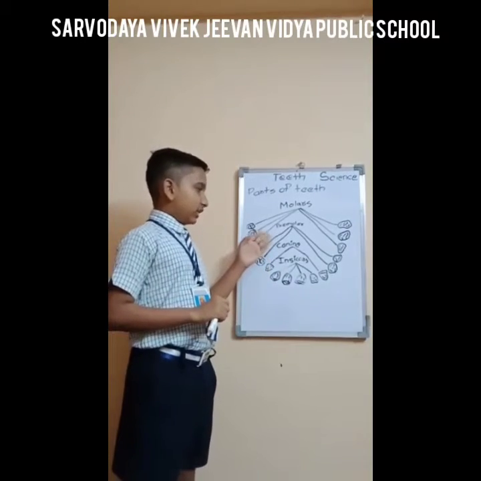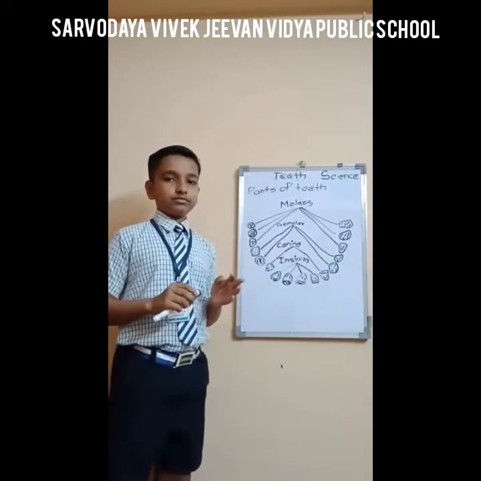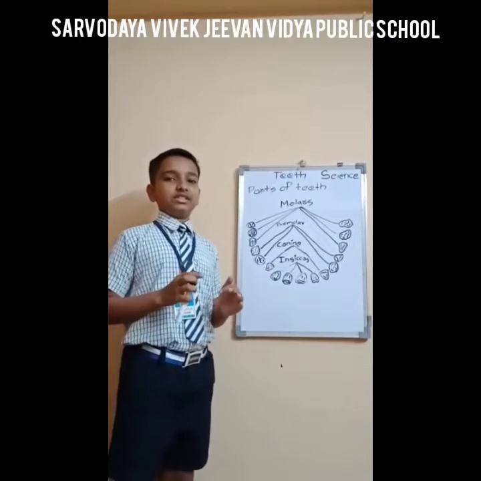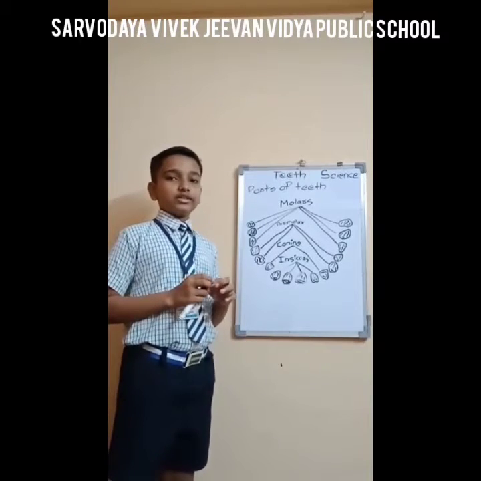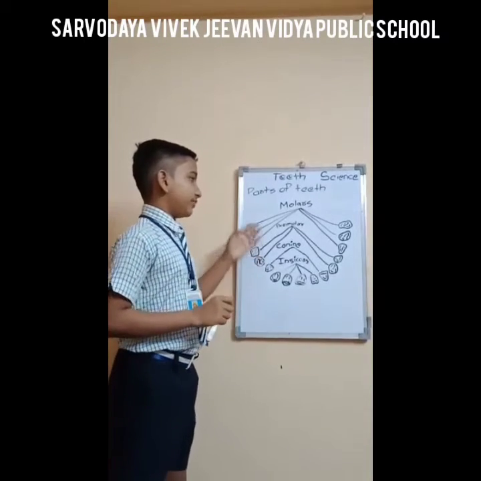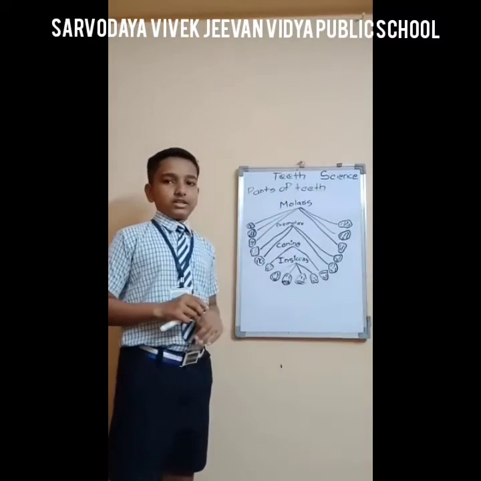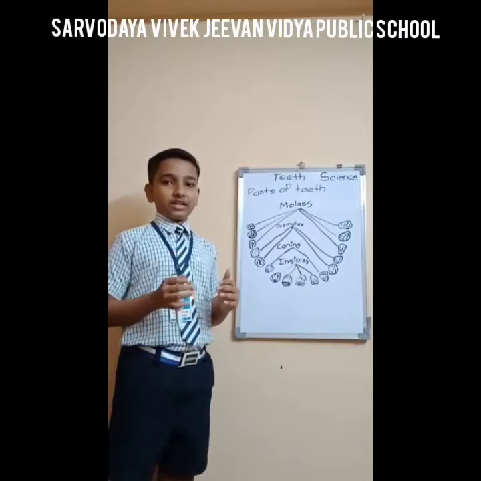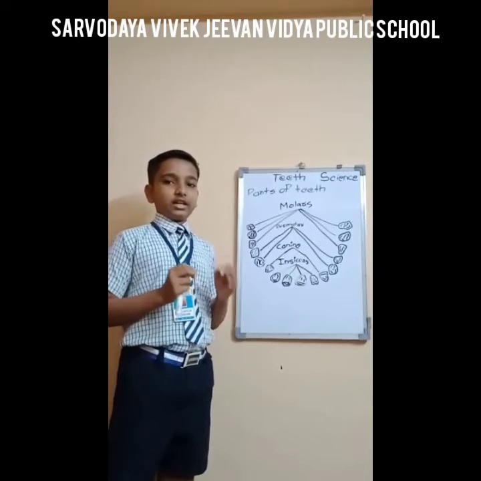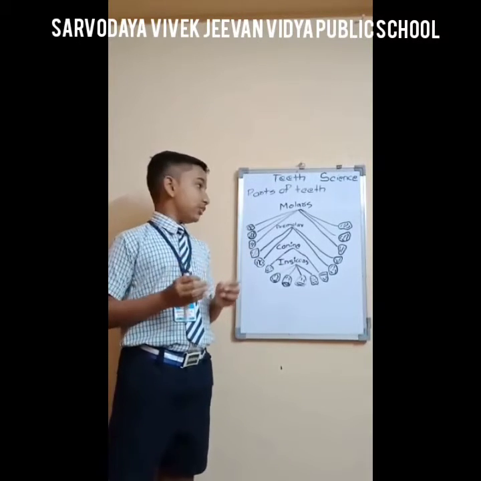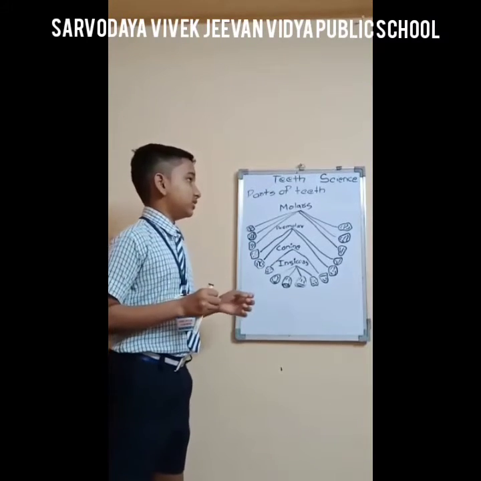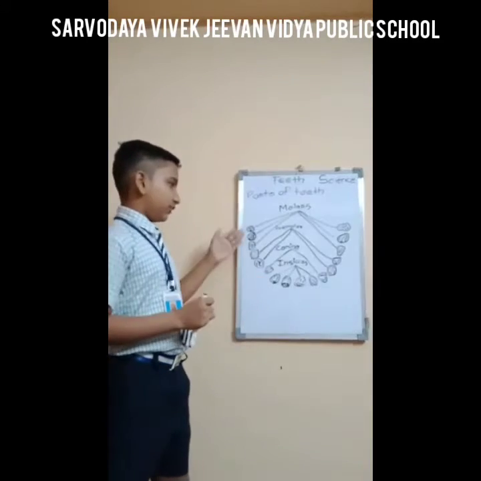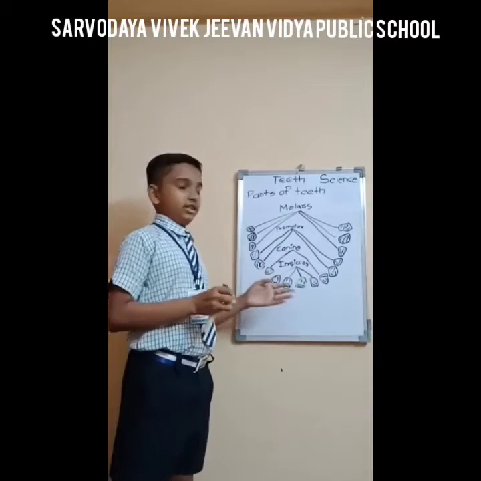The third one is premolars. These have flat surfaces which are used to crush the food into pieces. And the last one is molars. These have broad and flat surfaces which are used in crushing, grinding and chewing the food into smaller pieces. So children, these are the 4 types of teeth.